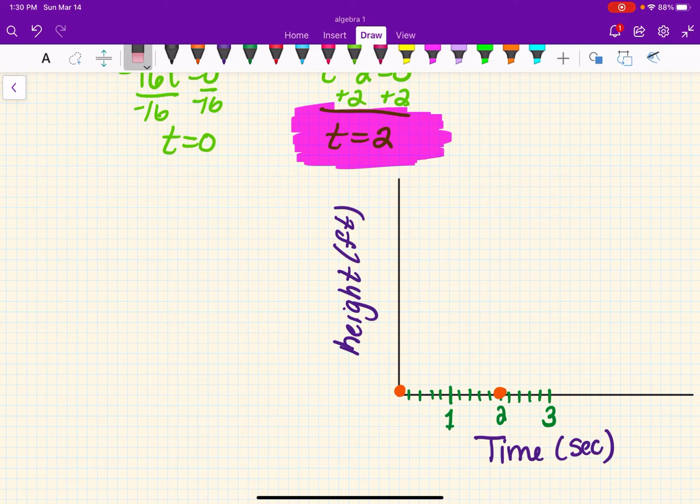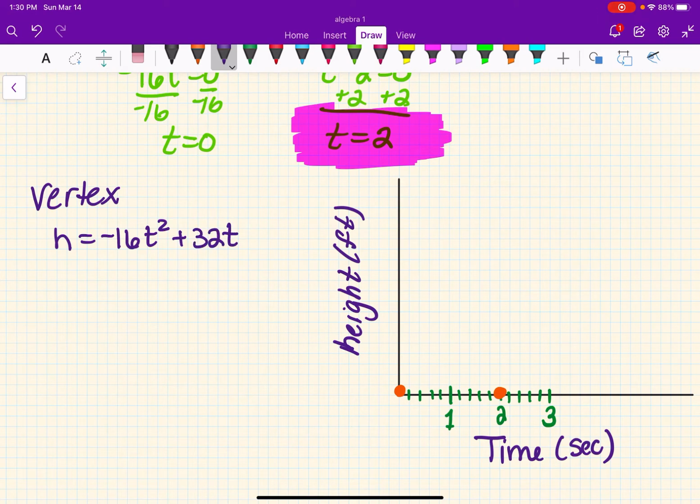So we only have 2 points. So guess what? We're graphing a parabola, so we need the vertex. Here's our original equation. H equals negative 16 t squared plus 32t. Now, you could use your graphing calculator, but you're going to have to mess with your window a lot to figure this out. I'm going to use our formula. T equals, this is going to be our x value of our vertex, negative b over 2a.